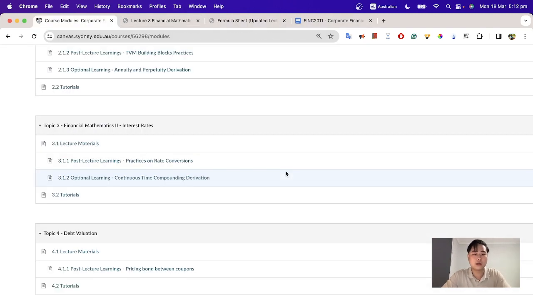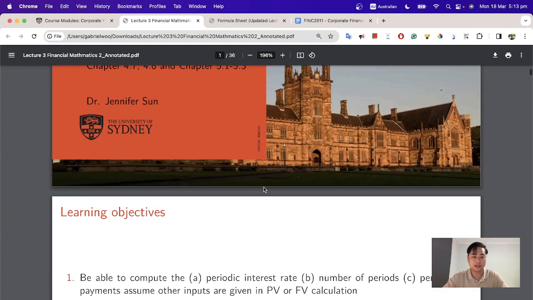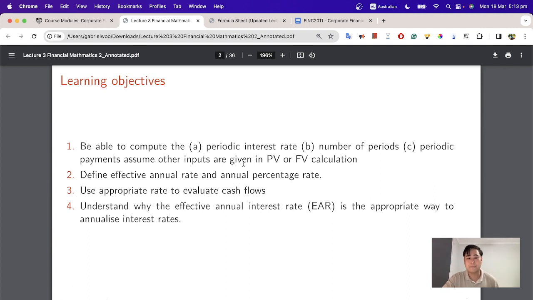So let's get into the lecture here and the main source and meat of the material. Almost everything that will be tested will be from these slides. So learning objectives: be able to compute a periodic interest rate, number of periods, periodic payment, and assume other inputs are given in the present value or future value calculations. So this is what I am talking about.